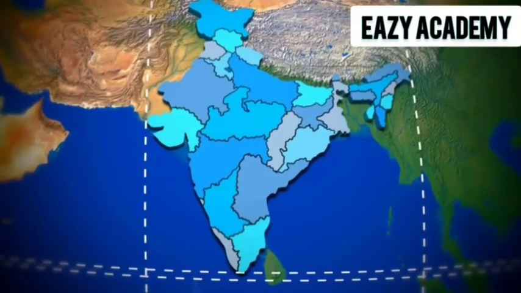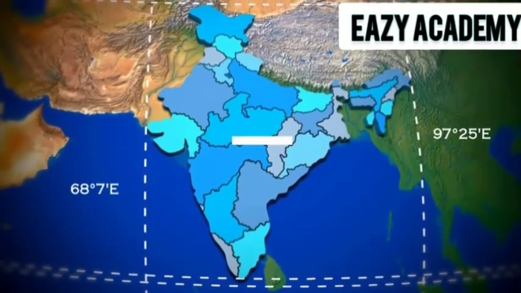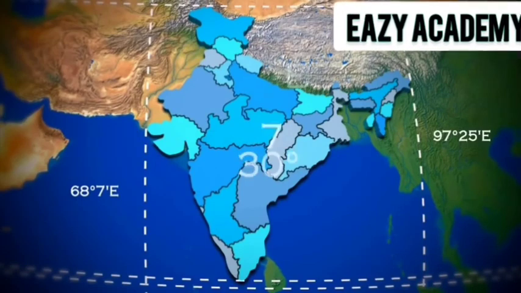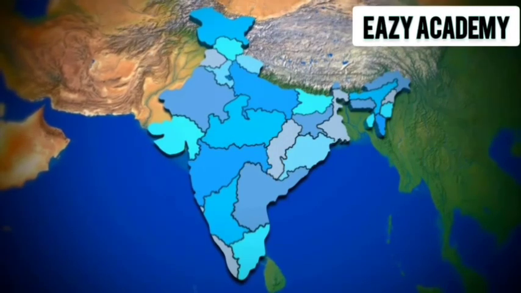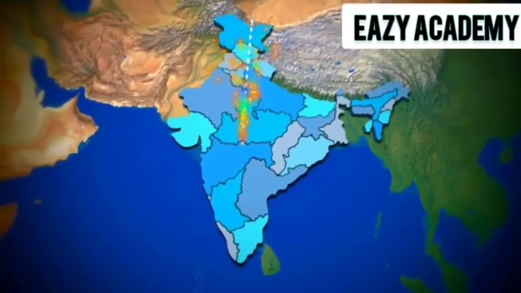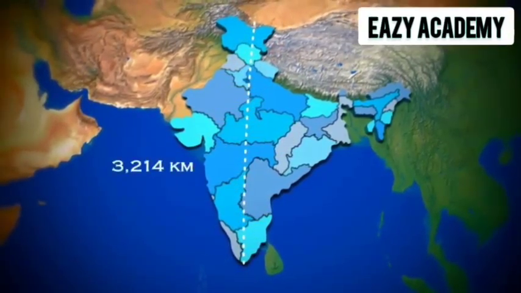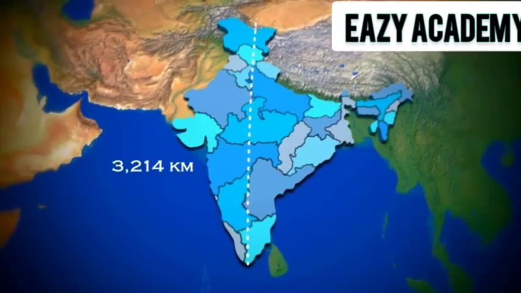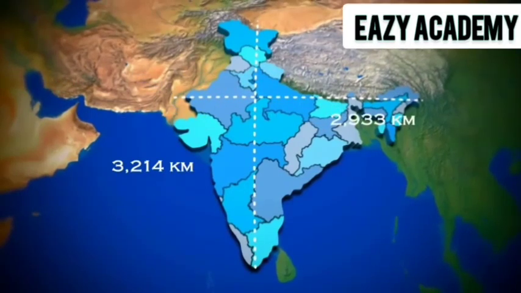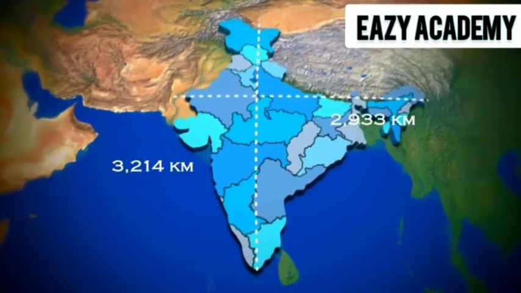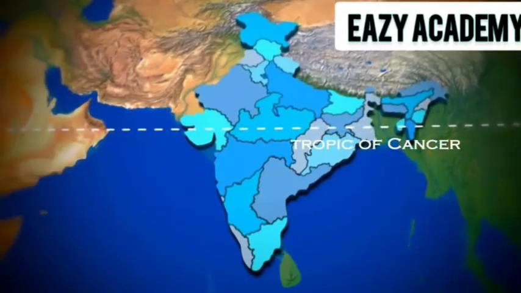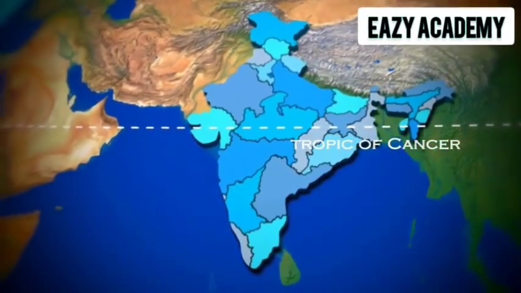If we mathematically calculate the difference in latitudinal and longitudinal extent of India, it comes out to be around 30 degrees. Whereas the ground distance measured from north to south extremity is 3,214 kilometers and that from east to west is only 2,933 kilometers. The Tropic of Cancer divides the country into two parts from almost the center.